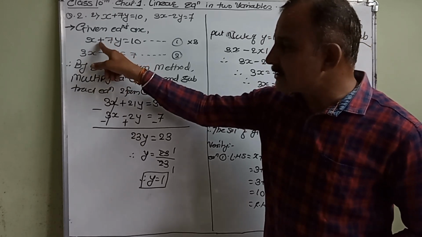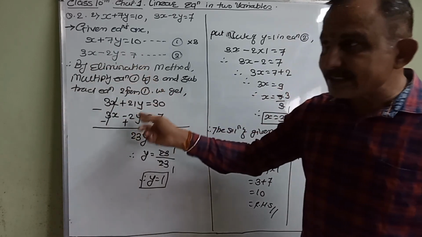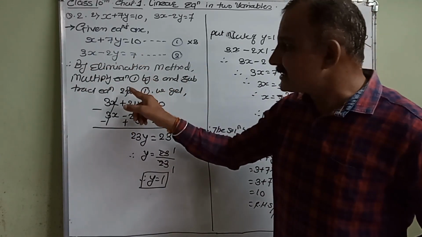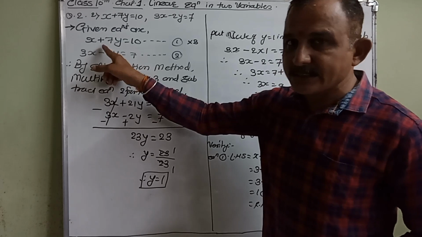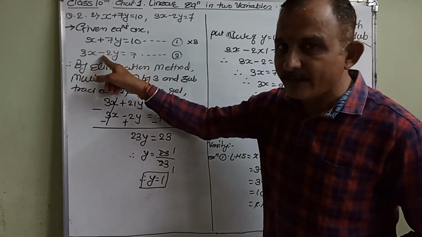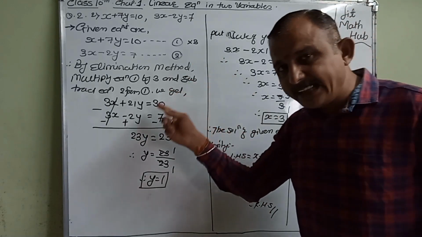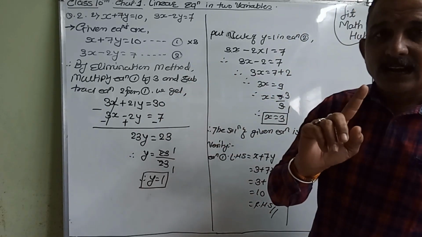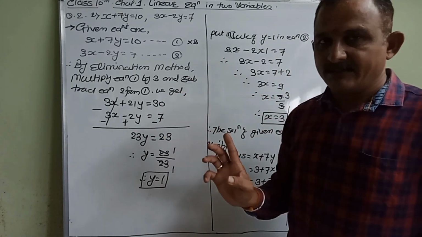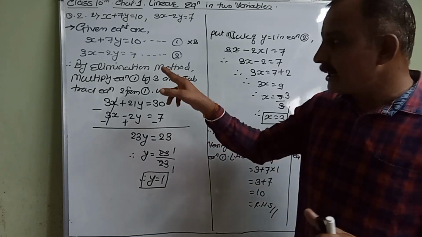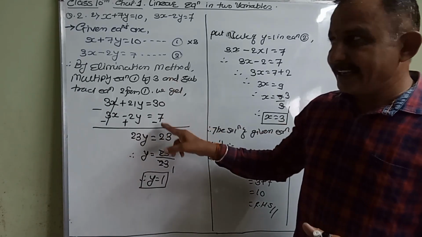So here what happens? Here is plus and here is minus. At that time we do not subtract, we just add these two equations, because here the signs are different or opposite. If the signs are opposite, then we add the equations, and if the signs are the same, then we subtract the equations. It is the method to solve simultaneous linear equations.